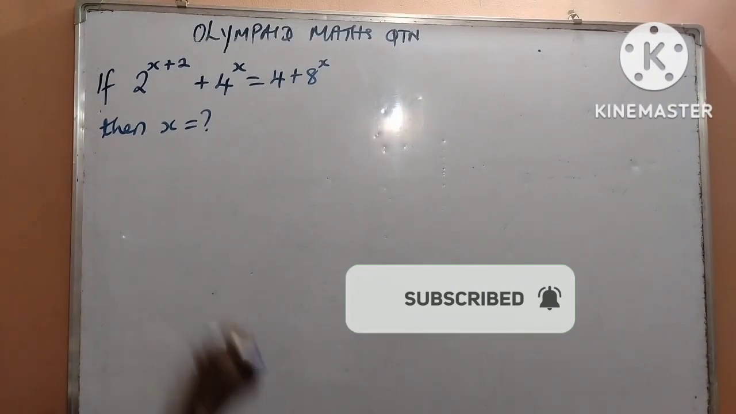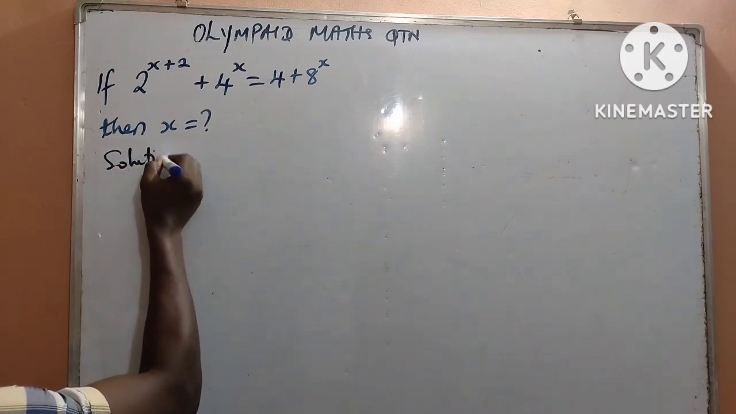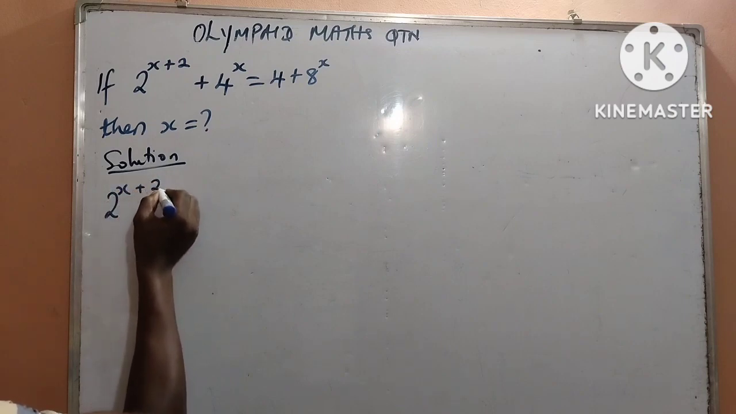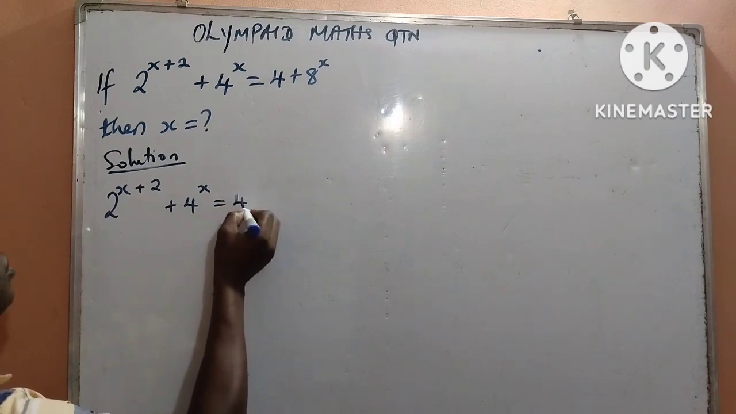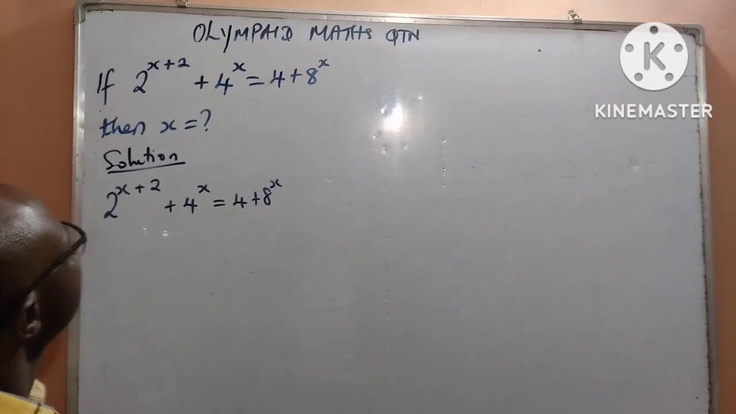Okay, now I am given to solve. By solution, I have it that 2 to the power of x plus 2, then plus 4 to the power of x is equal to 4 plus 8 to the power of x. This is what I am given to solve.